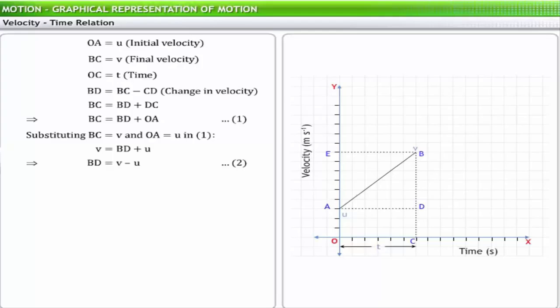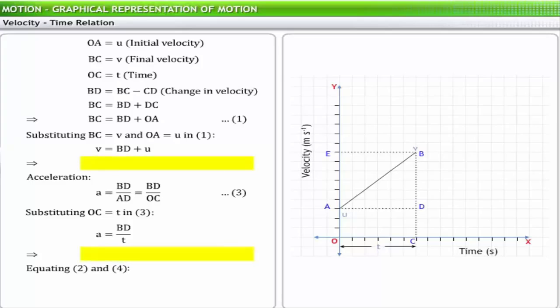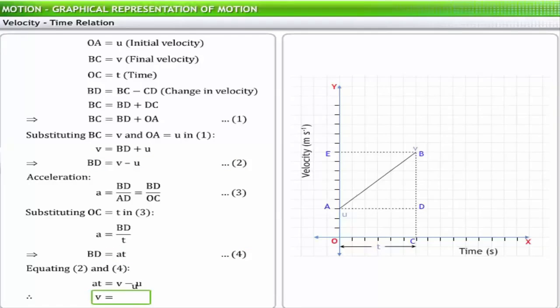The acceleration of the object is the ratio of change in velocity to time taken. From the graph, acceleration A is equal to BD divided by AD, which is equal to BD divided by OC. Let's call this equation 3. Substituting OC is equal to T in equation 3, we get A is equal to BD divided by T, or BD is equal to AT as equation 4. Equating equations 2 and 4, we get AT is equal to V minus U. Therefore, V is equal to U plus AT.